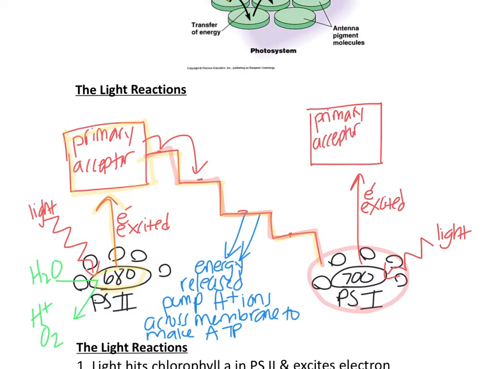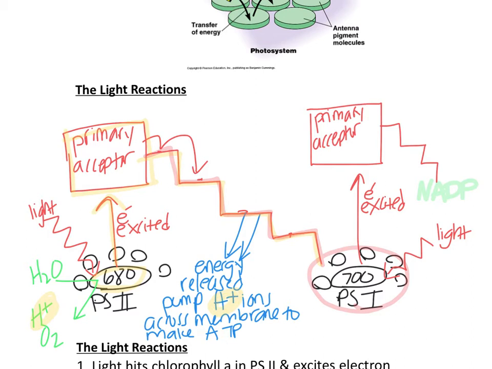That primary acceptor again passes down an electron transport chain. At the end of that electron transport chain, there is a molecule called NADP. And that NADP is waiting to pick up that electron. It picks up that electron and it picks up a hydrogen, which is the same hydrogen from water, the same hydrogen that got pumped across the membrane.